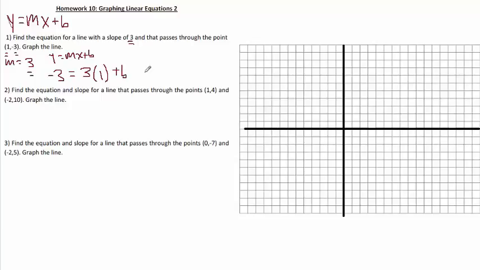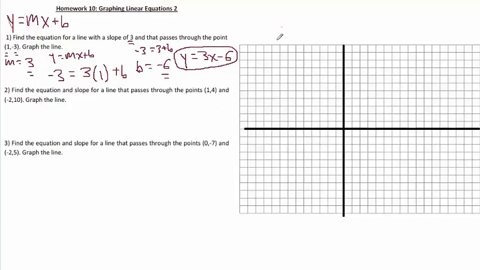And now we simply solve for b. So really we've got negative 3 equals 3 plus b, and subtract 3 from each side in order to isolate b, and you've got b equals negative 6. Which overall means that our equation is y equals mx plus b, where m is 3 and b is negative 6, which gives you y equals 3x minus 6. So that's our equation.